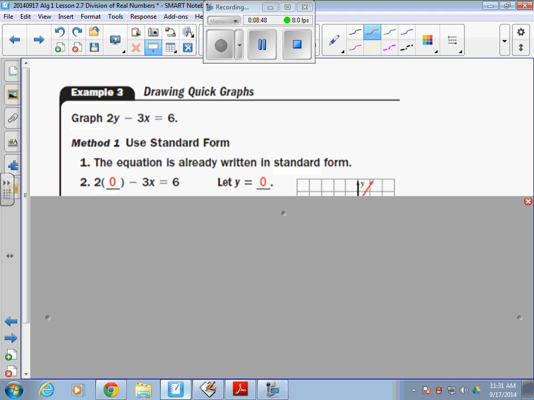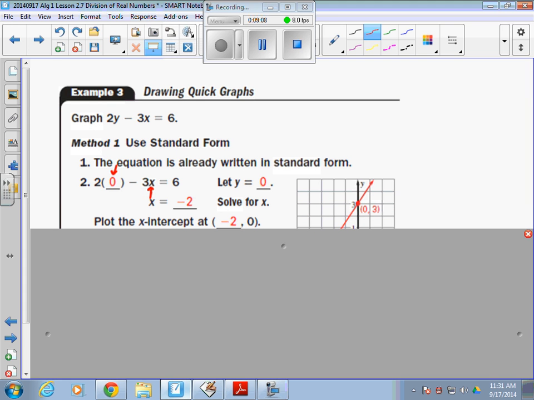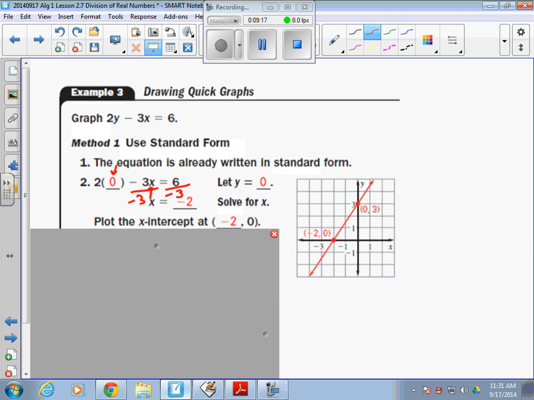Using the standard form here, it says the equation is already in standard form, ax plus by equals c. So in order to find the x-intercept, that's what's first, it plugs in 0 in place of y. So 2 times 0 cancels out. Now you have negative 3x equals 6. You know to divide by negative 3 on both sides. 6 divided by negative 3 is negative 2. So the x-intercept, or where it crosses through the x-axis, is at negative 2.